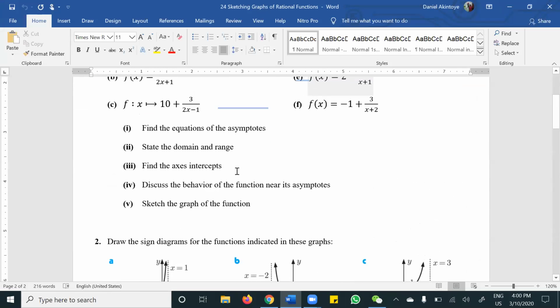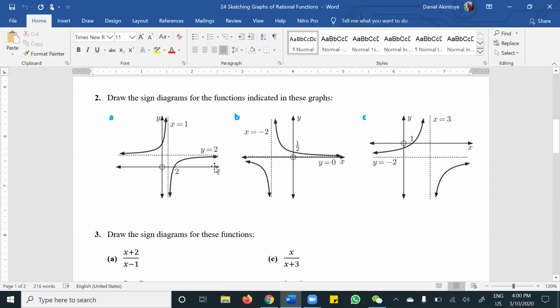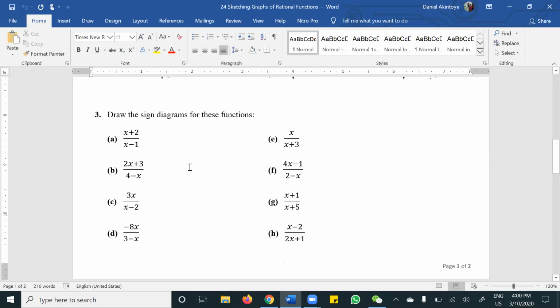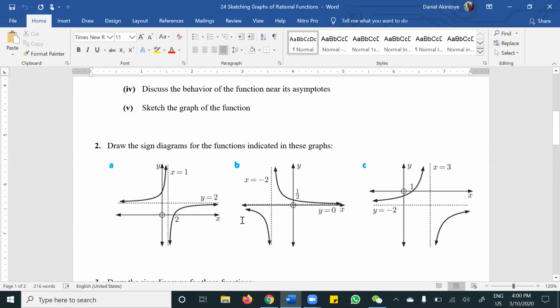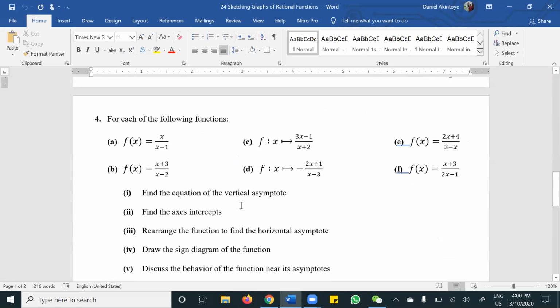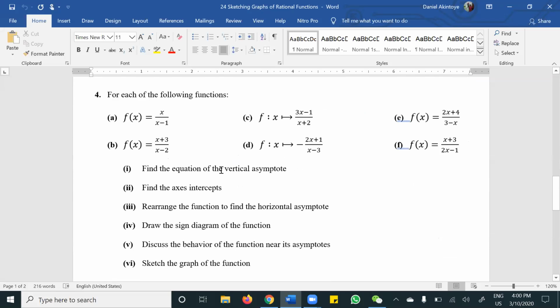Like we practiced today, one of the questions I gave is to find the sign diagram. If you look at this, can you see this? Hello? Can you see what I'm showing you? Yes. So we want to be able to figure out the sign diagram in this one. We will also practice the sign diagram for this function. So this knowledge and the example that we have done will help us to be able to do this.